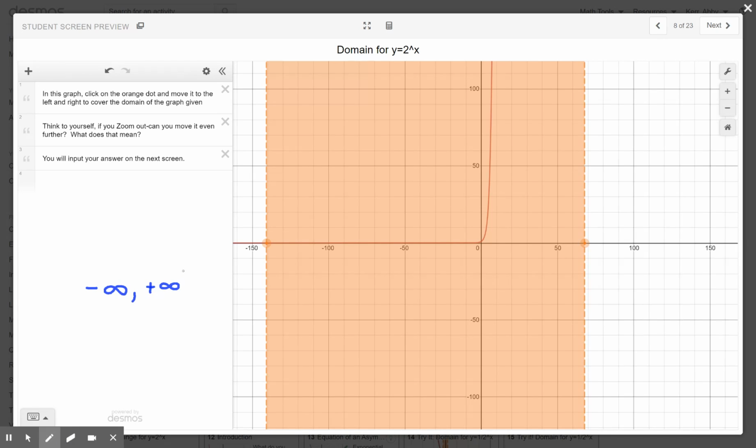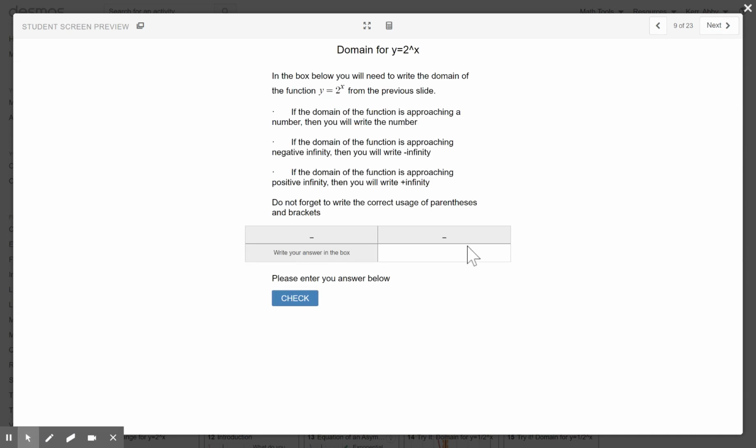Now, how we use interval notation, we have to decide, are we using parentheses or are we using brackets? We are going to use the parentheses here because we're dealing with infinities. Whether it's positive or negative infinity, you use the parentheses. So on the next slide, that's where you're going to put your answer. You have to use the parentheses, minus, and then spell out infinity. I gave it to you, and it changes it for you. And you're going to check. Good work.